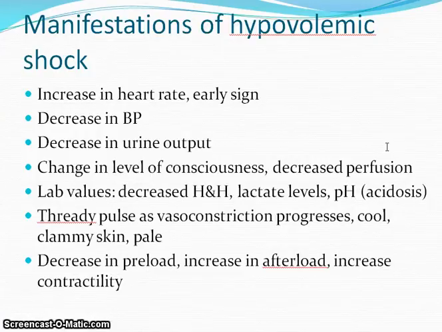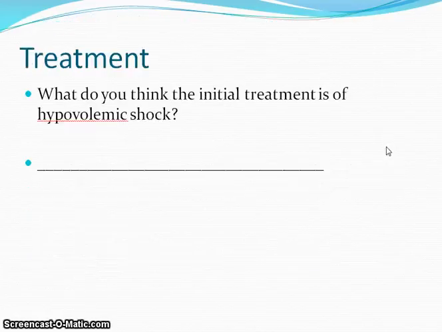Lab values, you're going to see a decreased H&H. Lactic levels are going to increase, and we're going to end up with an acidosis in our pH. Their pulse is going to be thready because the vasoconstriction is making it difficult for you to be able to feel it. And the extremities and the skin is going to be cool and clammy and pale. Right? Their preload's going to drop. Their afterload's going to increase because of the hypertension, right, and the vasoconstriction, and the contractility is going to go up to try and compensate.